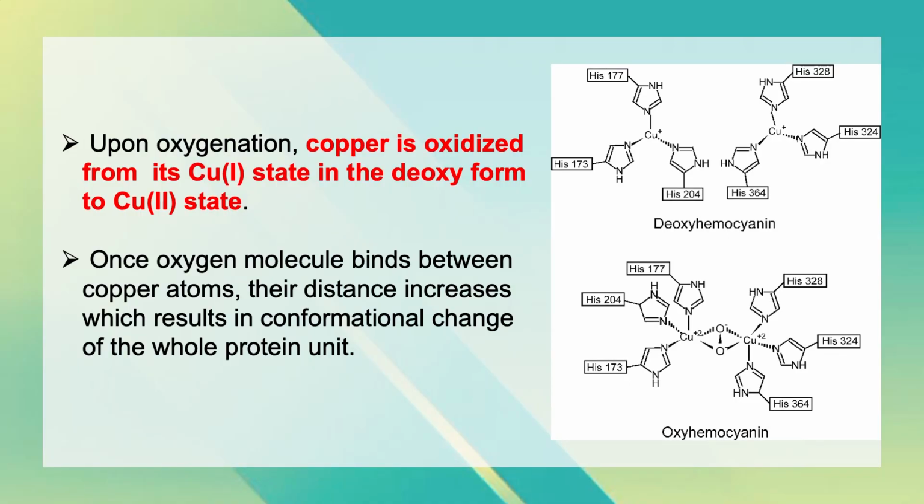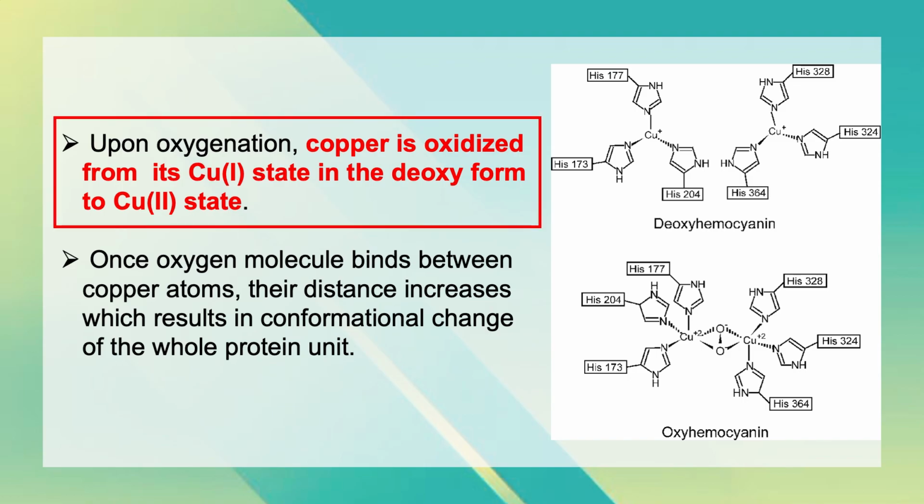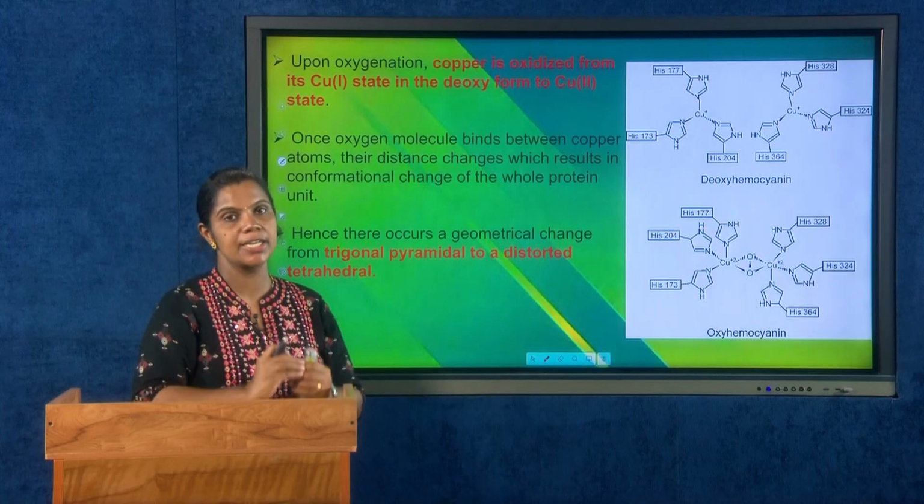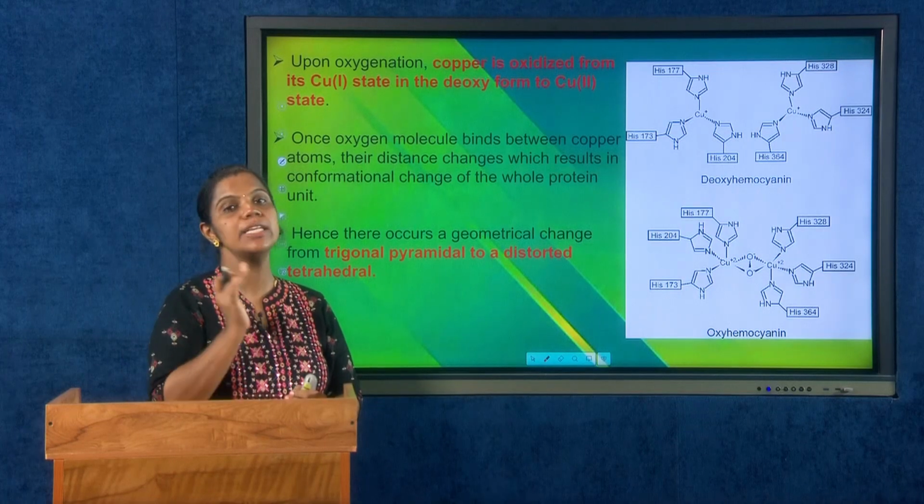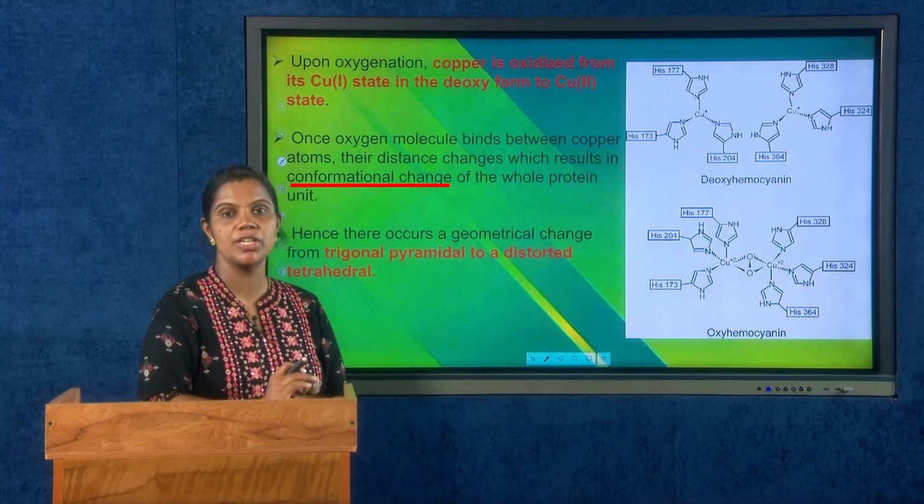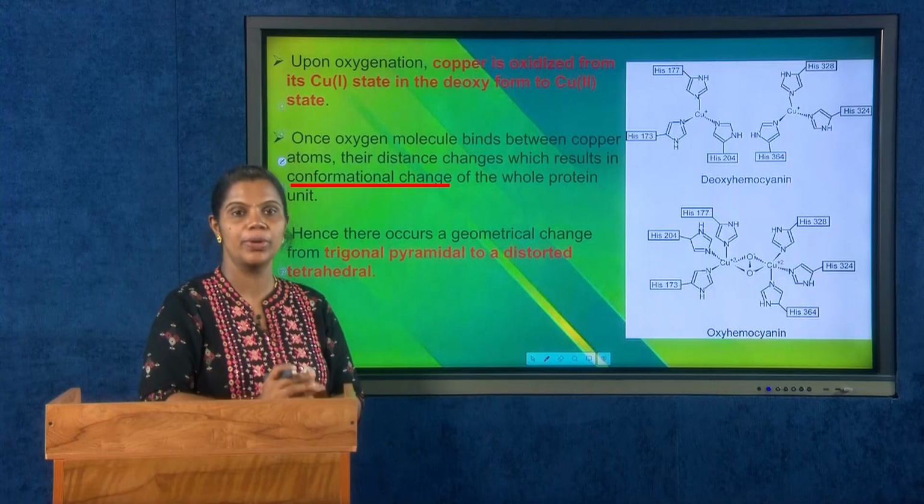Now, let us see what happens upon oxygenation. Upon oxygenation, copper is oxidized from the +1 oxidation state in the deoxy form to the copper 2+ state. Once oxygen molecules bind between the 2 copper atoms, their distance changes, and it results in a conformational change of the whole protein unit.